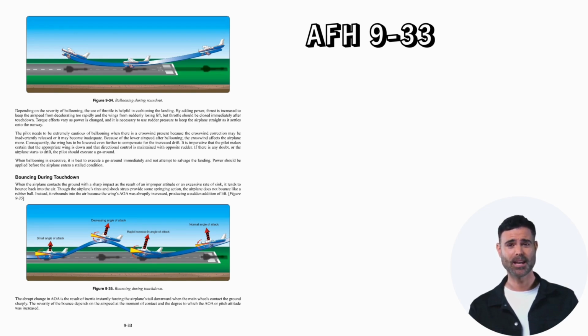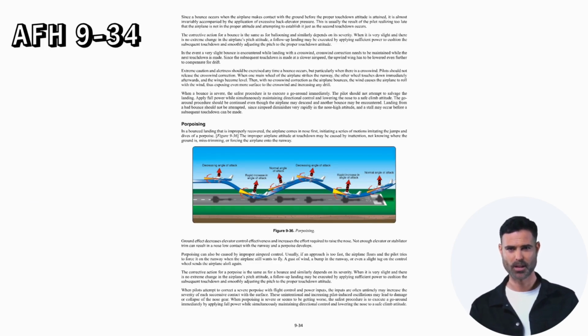The abrupt change in AOA is the result of inertia instantly forcing the airplane's tail downward when the main wheels contact the ground sharply. The severity of the bounce depends on the airspeed at the moment of contact and the degree to which the AOA or pitch attitude was increased. Since a bounce occurs when the airplane makes contact with the ground before the proper touchdown attitude is attained, it is almost invariably accompanied by the application of excessive back elevator pressure. This is usually the result of the pilot realizing too late that the airplane is not in the proper attitude and attempting to establish it just as the second touchdown occurs.